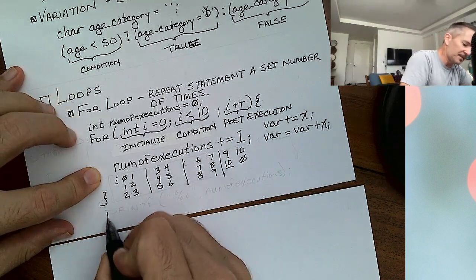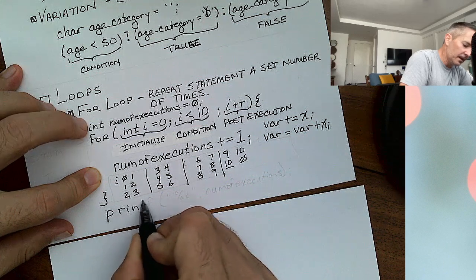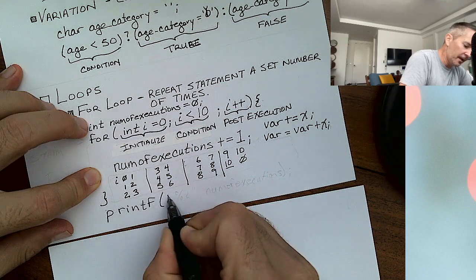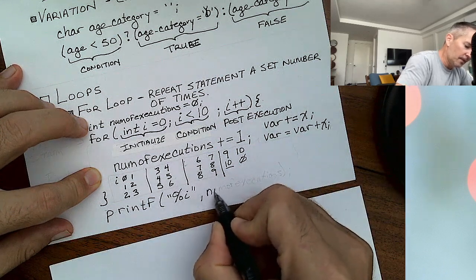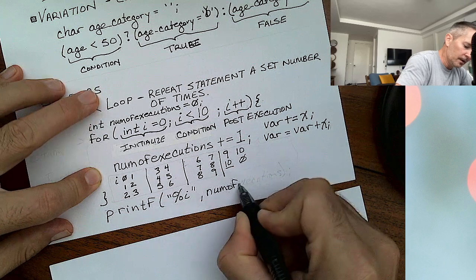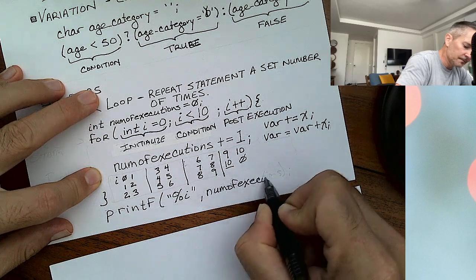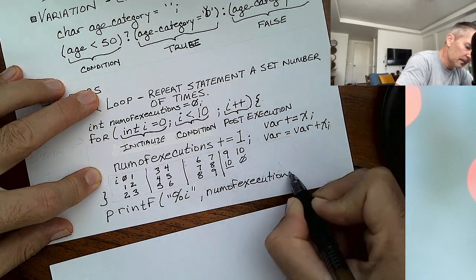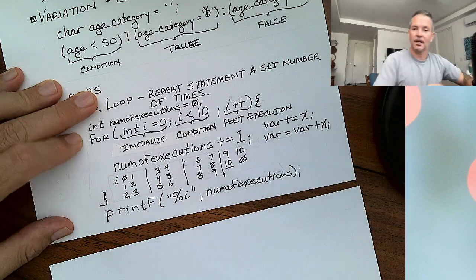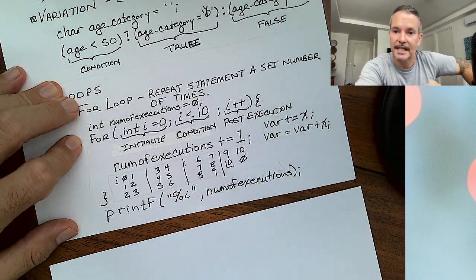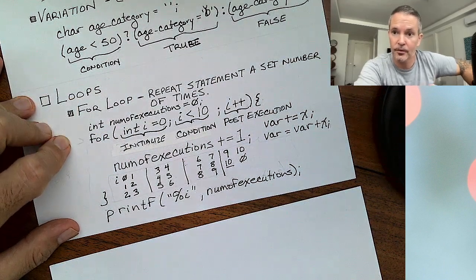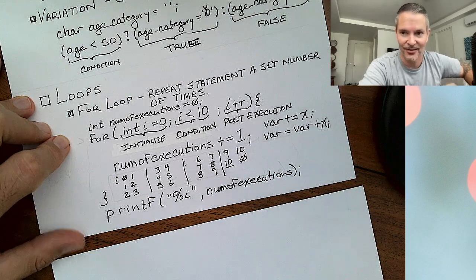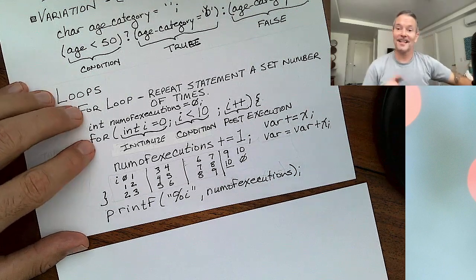Now, I guess what I'm saying here is at the end, if I executed printf percent integer num of executions, this would print out to the screen the number 10. Okay? That's the for loop. Super powerful. You're going to use it a lot in your programming career. All right, let's take a look at the next kind of looping that we can do.